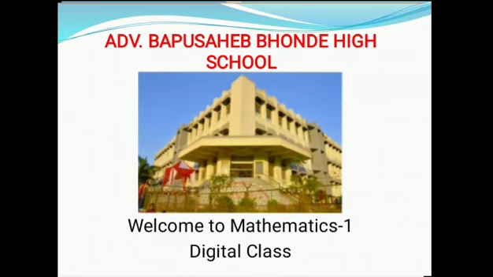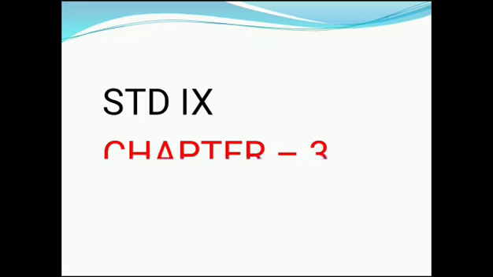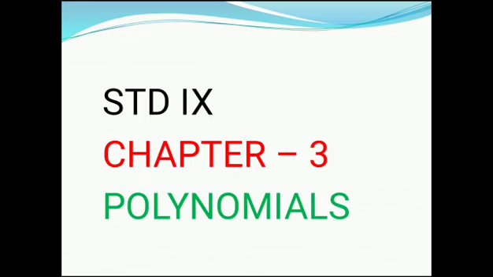Today we will start with Chapter 3, Polynomials. Students, you have learned algebraic expression in Standard 8th. An algebraic expression is a mathematical expression that consists of variables, numbers and operations. For example, 2x square y plus 7xyz.